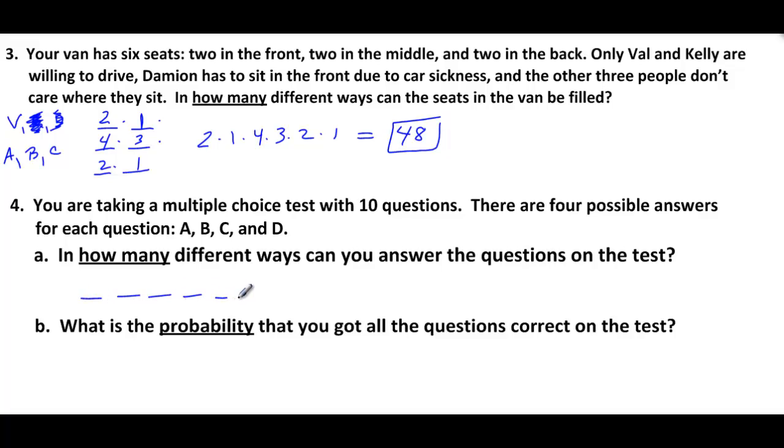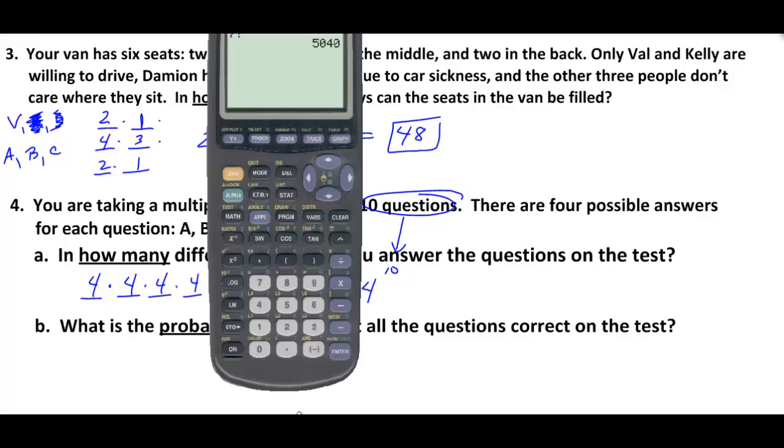There are 10 questions. So if I think about the first question, how many options do I have? I can answer A, B, C, or D, so I have 4 options. If I go to question 2, I can answer A, B, C, or D, so I have 4. Every single question has 4 options. So if I keep writing this out, I have 4, and it'll happen 10 times because there are 10 questions. So again, this is going to be a pretty large number. So I'm going to do 4 to the 10th power.